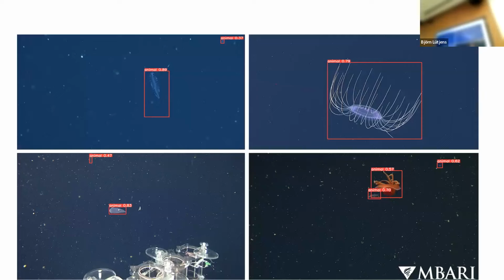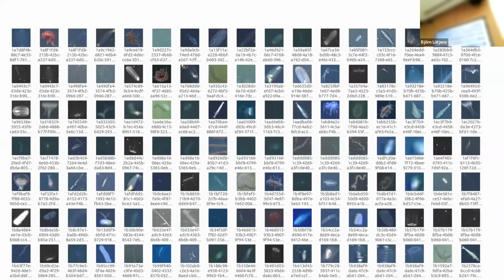The first thing I did was take the images and run them through a MegaDetector-like model to find where the animals are. You've seen examples of MegaDetector, so you know what this means. It's a generalized detector, just looking for animals and pulling those out. And these are the crops extracted, a screenshot from my computer.